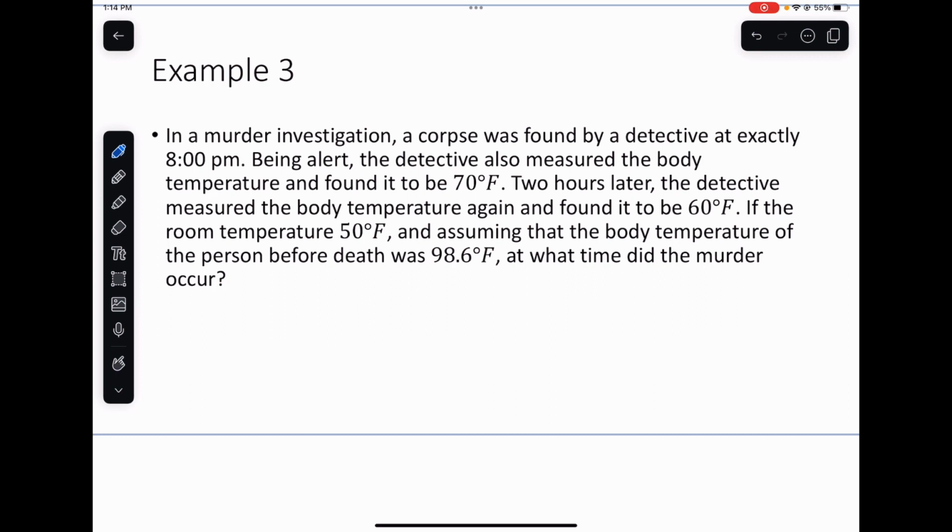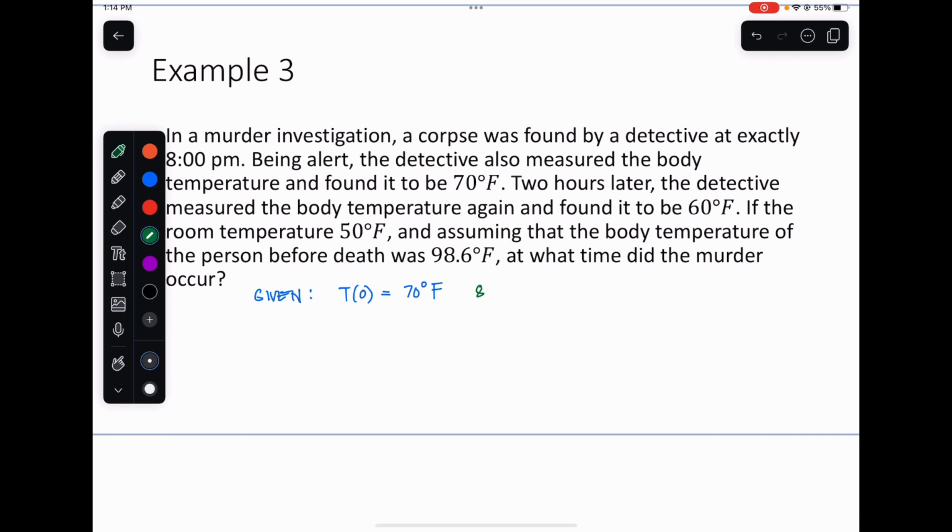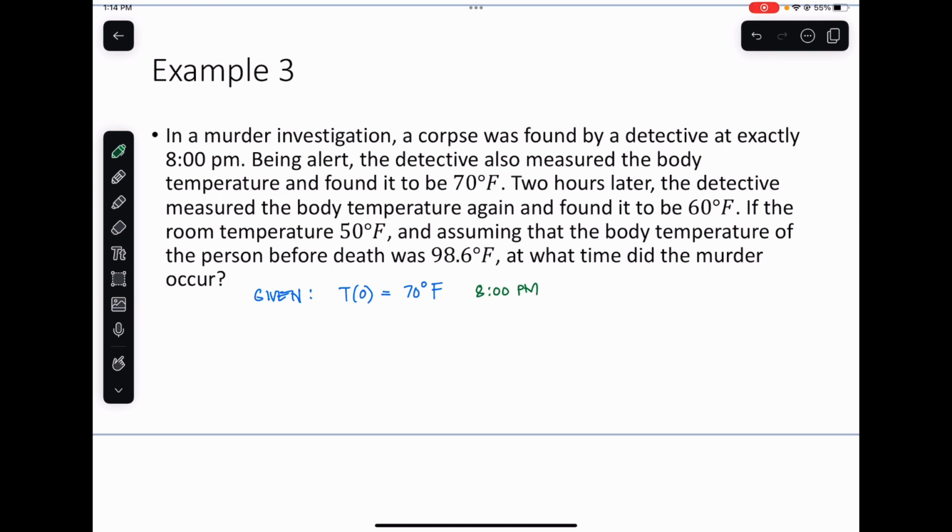And right there, the detective measured the body temperature and found it to be 70 degrees Fahrenheit. So for our given, initially, I'm referring to this as time 0. The body of the corpse was measured to be 70 degrees Fahrenheit. Take note that this happens at 8 p.m. So that temperature was logged at 8 p.m.: 70 degrees Fahrenheit for the temperature of the corpse.